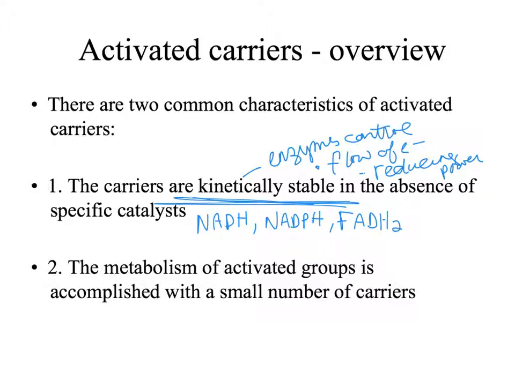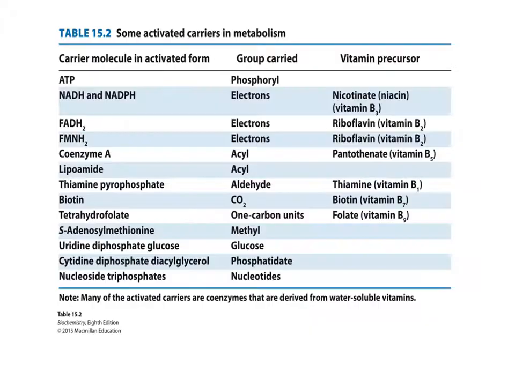So in terms of the activated groups and their carriers, we can look at Table 15.2 to see some of the activated carriers that are involved in metabolism. And the point of this is to show that despite the fact that we have a variety of different processes that occur, the group carriers are going to be small in number. So there's a small set of molecules that serve as carriers that will carry out a wide range of tasks.